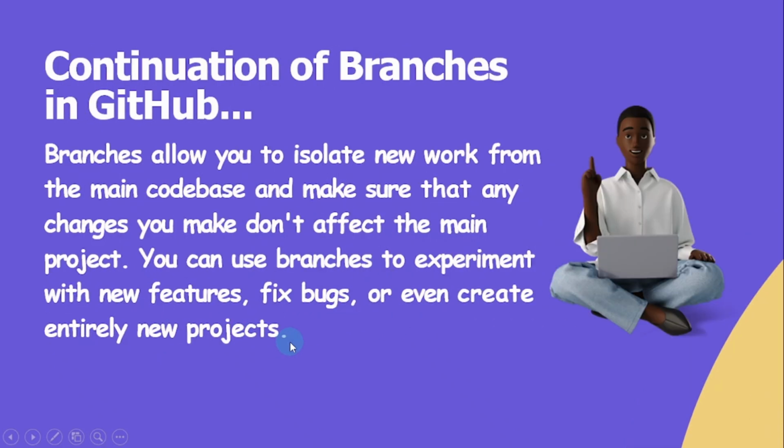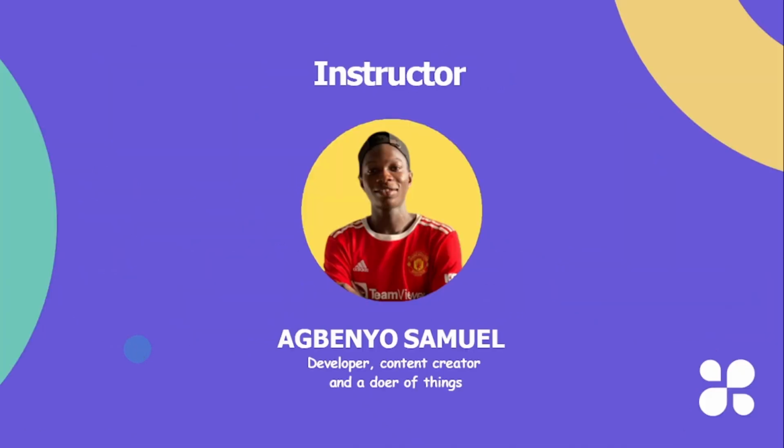Branching also allows you to isolate the new work from the main code base and make sure that any changes you make don't affect the main project. You can use a branch to experiment with new features, fix bugs, or even create entirely new projects. Okay, so essentially we've come to the end of this little discussion about GitHub.